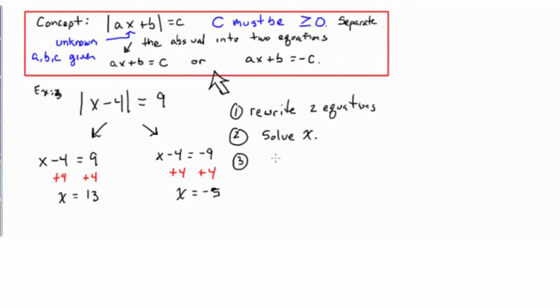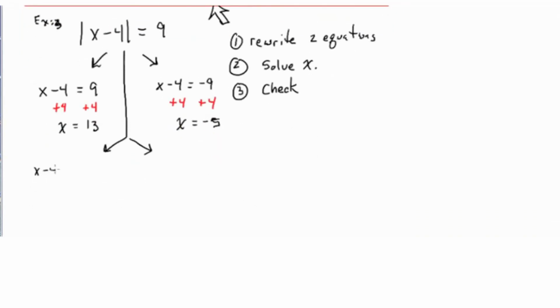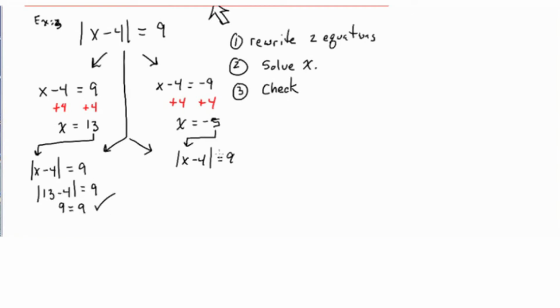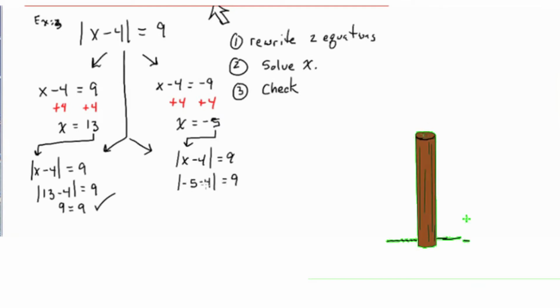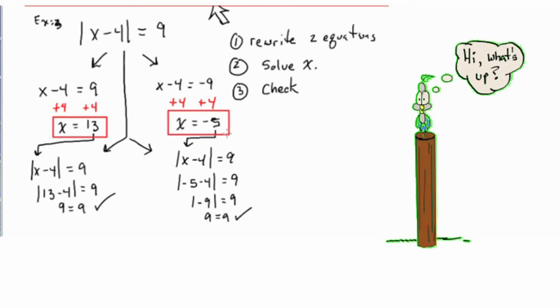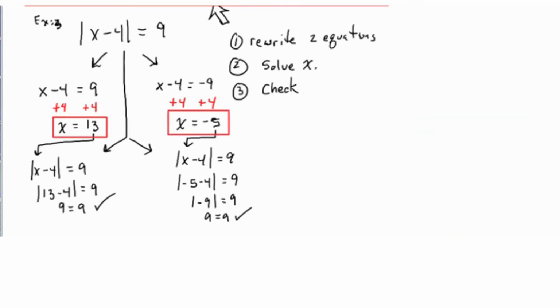So step 3, we want to check our solution. So we're going to use the original equation, the absolute value of x minus 4 equals 9, and substitute 13. And we get 13 minus 4 is 9, the absolute value is 9, check. And then we're going to also substitute negative 5, and we get the absolute value of negative 9, which is 9.